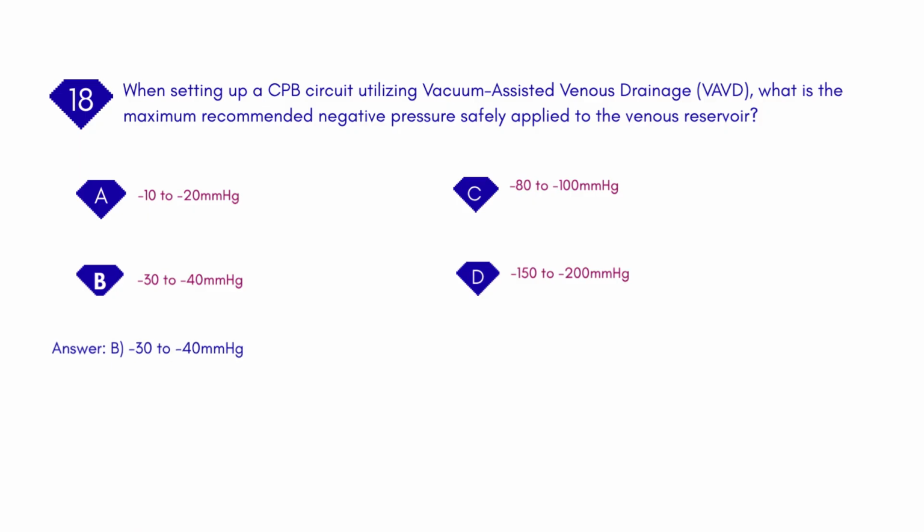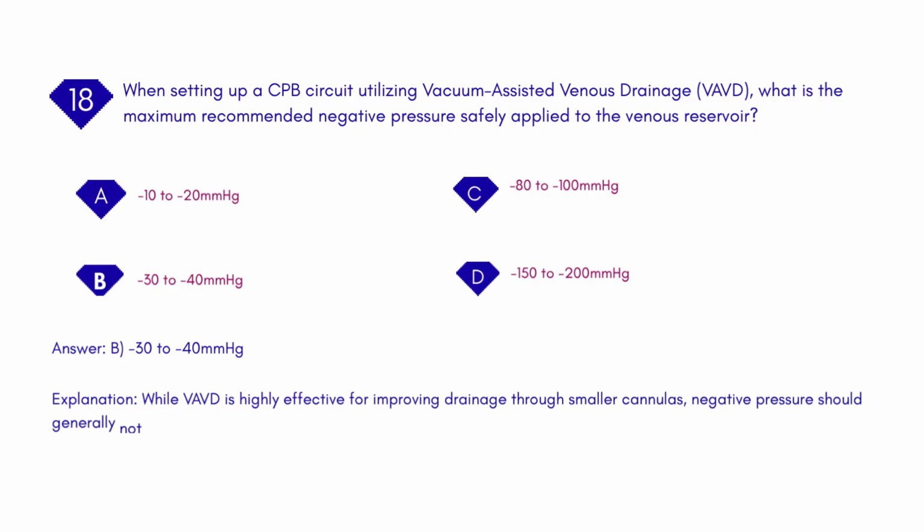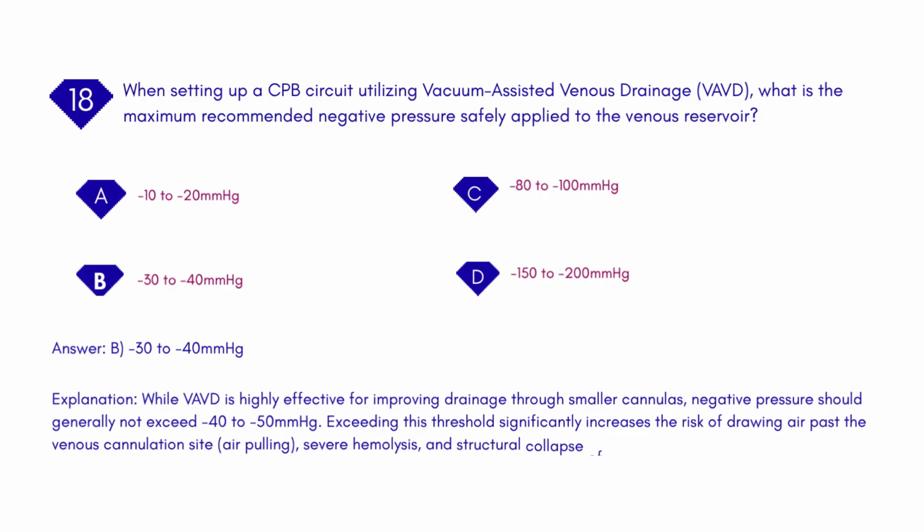Answer: B. -30 to -40 mm of mercury. Explanation: while VAVD is highly effective for improving drainage through smaller cannulas, negative pressure should generally not exceed -40 to -50 mm of mercury. Exceeding this threshold significantly increases the risk of drawing air past the venous cannulation site, air pulling, severe hemolysis, and structural collapse of the circuit components.